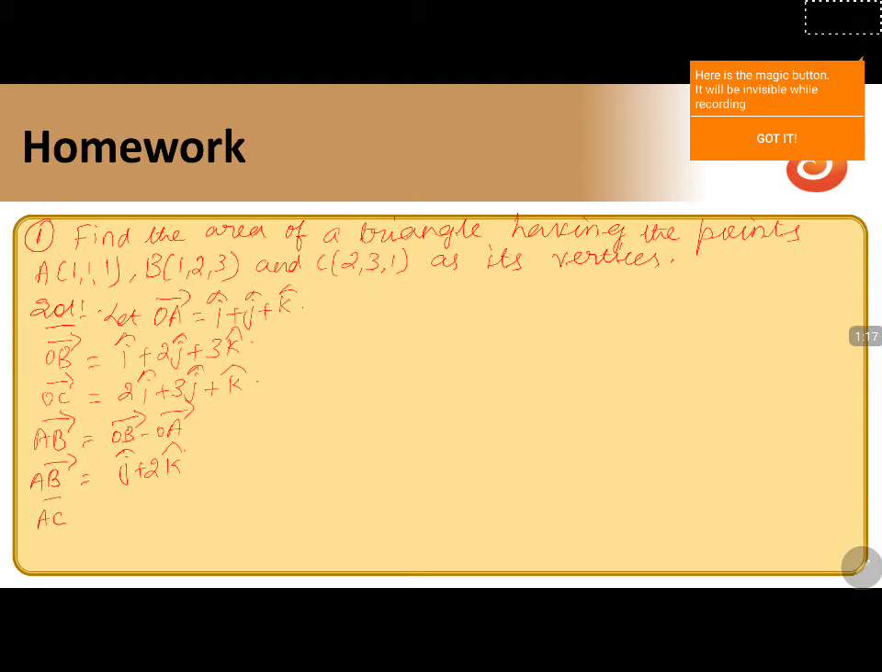Next we will calculate AC vector. The formula is OC vector minus OA vector. OC vector minus OA vector gives i cap plus 2j cap. This is called AC vector.